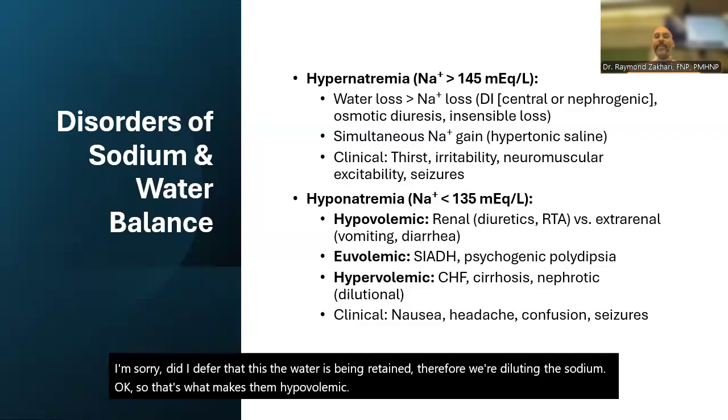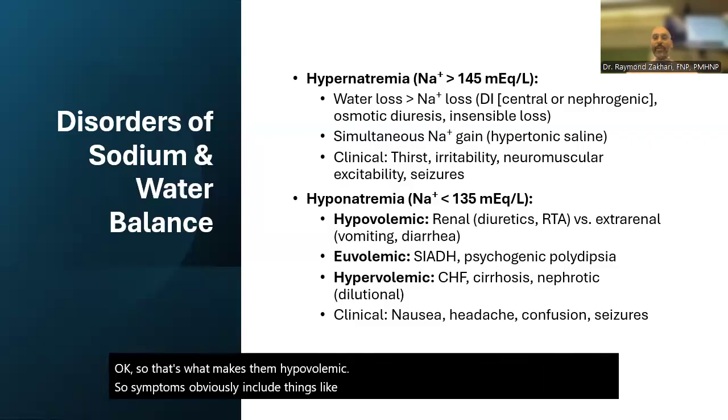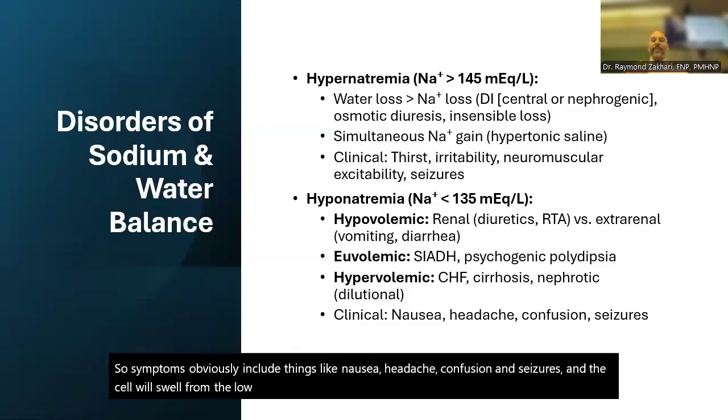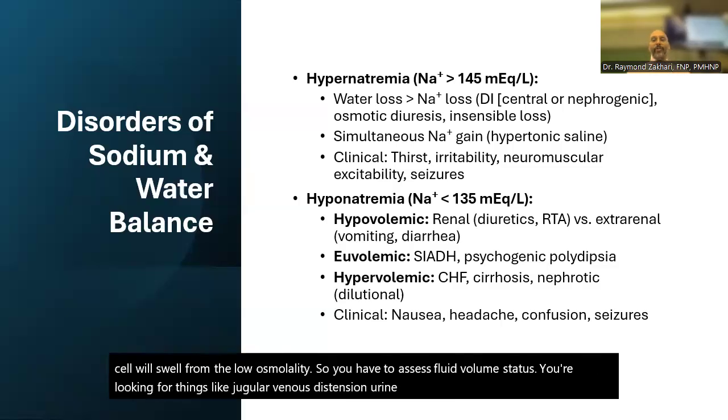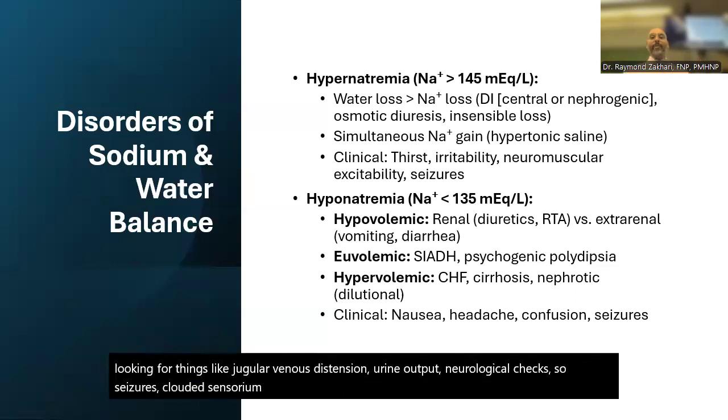So symptoms obviously include things like nausea, headache, confusion, and seizures. And the cell will swell from the low osmolality. So you have to assess fluid volume status. You're looking for things like jugular venous distension, urine output, neurological checks, so seizures, clouded sensorium, obtundation. And hyponatremia can be life-threatening.